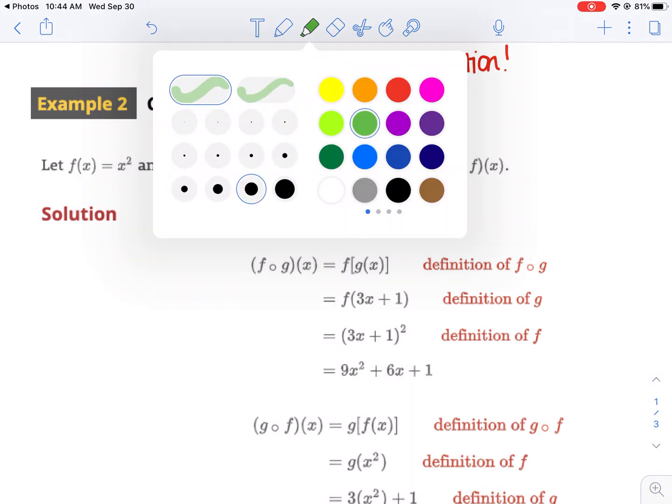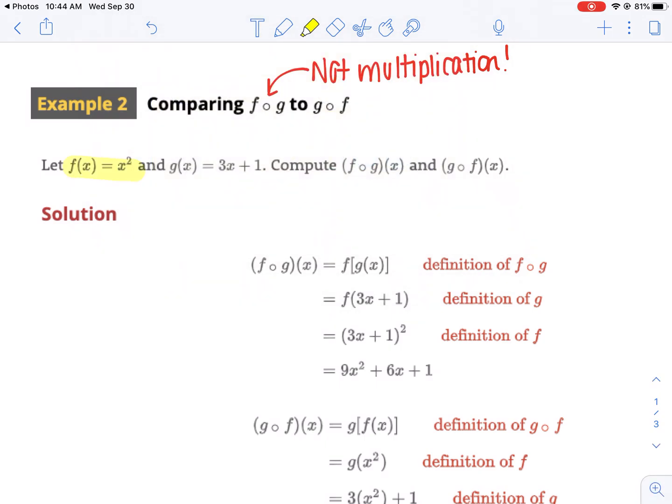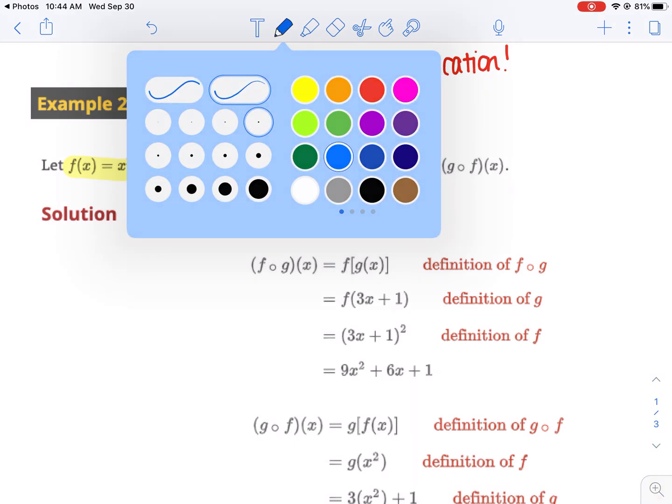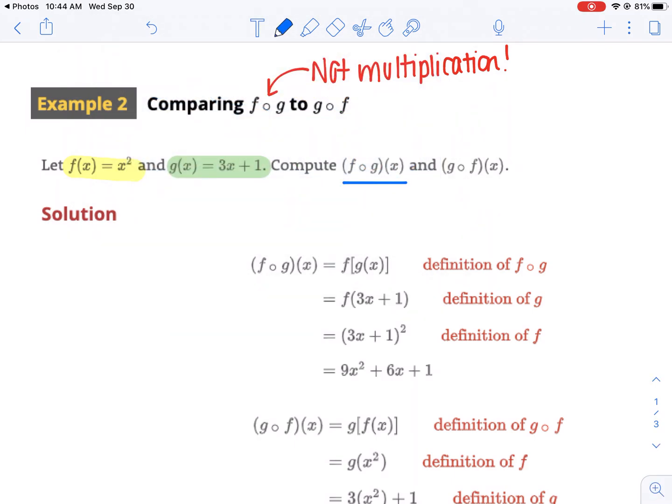We have our two functions here. The first one is f of x equals x squared. The next one is g of x equals 3x plus 1. We're going to compute these two problems and compare them. Because we know, like, when you multiply, it doesn't matter the order. When you add, it doesn't matter the order. But in this case, when you do f of g or g of f, you're going to see that actually order is going to matter.